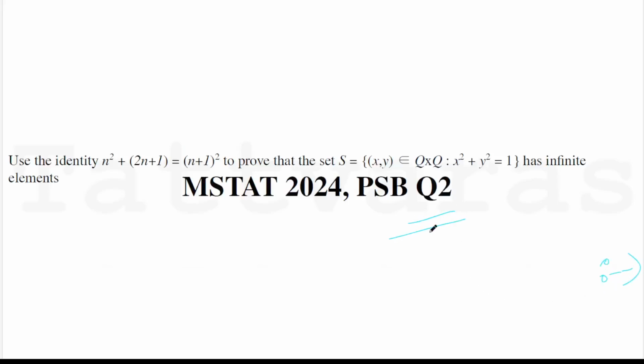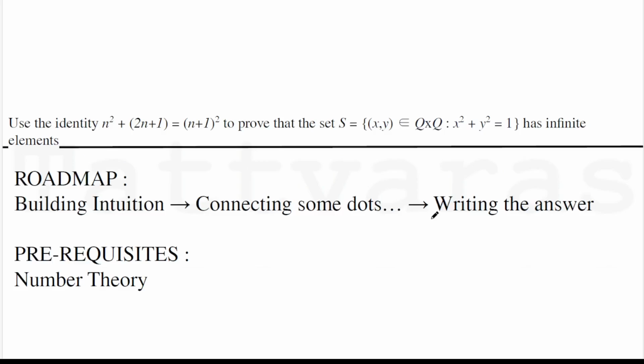Today we will solve the second question of ISI MSTAT 2024 PSB. And it seems to be a number theory question because you are given a set S and told to prove that its elements are infinite, wherein the set S has elements with a structure of rational couplets with a constraint.